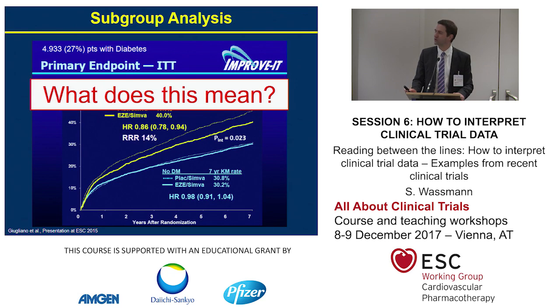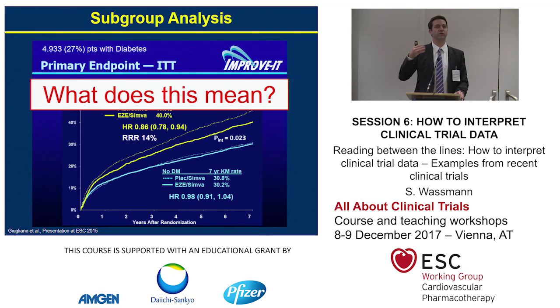So again, my question, what does it mean? Does that mean that we should only treat diabetics with this drug? Can we take this from the data that I've showed you? The answer is no, you cannot. You have one finding, you have an overall study cohort. This is what the trial was made for. We do see a pronounced effect in diabetics, but this is hypothesis generating.